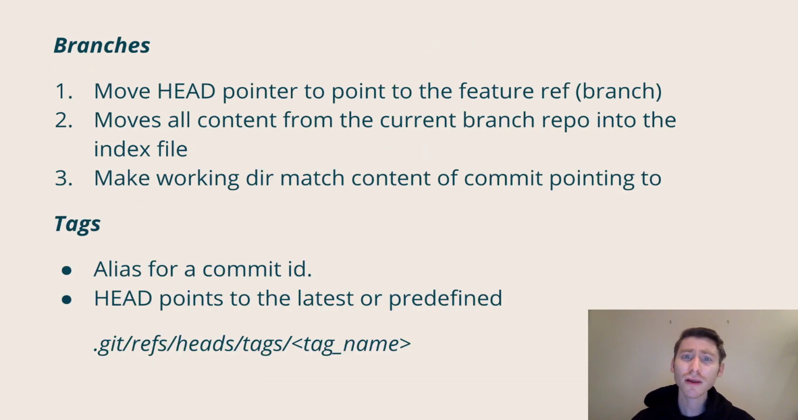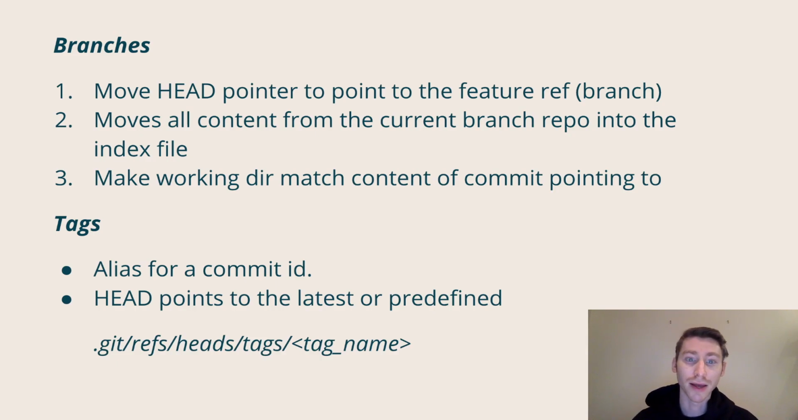Branches. A branch is actually just a named pointer to a specific snapshot. When it's checked out, three things happen. One, it moves the head pointer to point to the feature ref, or the branch. Two, it moves all the content from the current branch repository into the index file, so it's easy to track changes. And number three, it makes the working directory match the content of the commit pointed to, and it uses the tree and the blob objects to update the working directory contents.